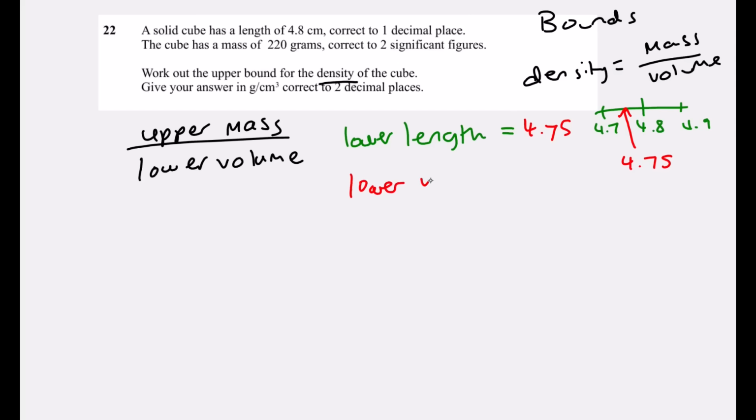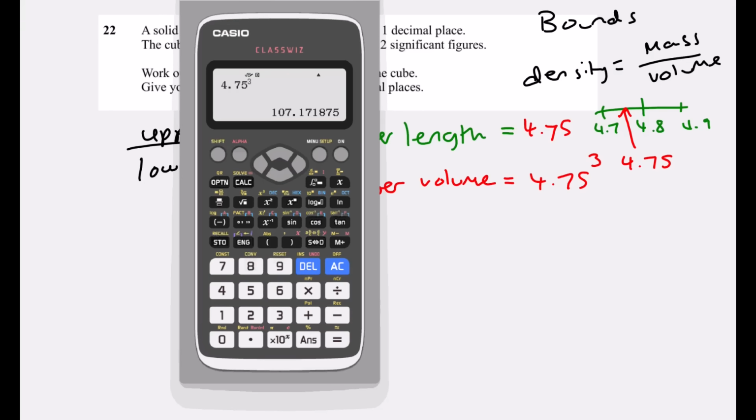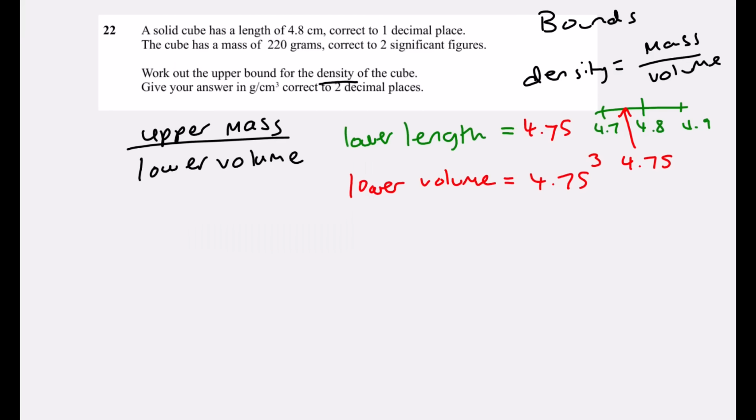So the lower bound for volume is 4.75 cubed, because the volume of a cube is going to be the length cubed. 4.75 cubed, that's squared, cubed is 107.17, and so on.